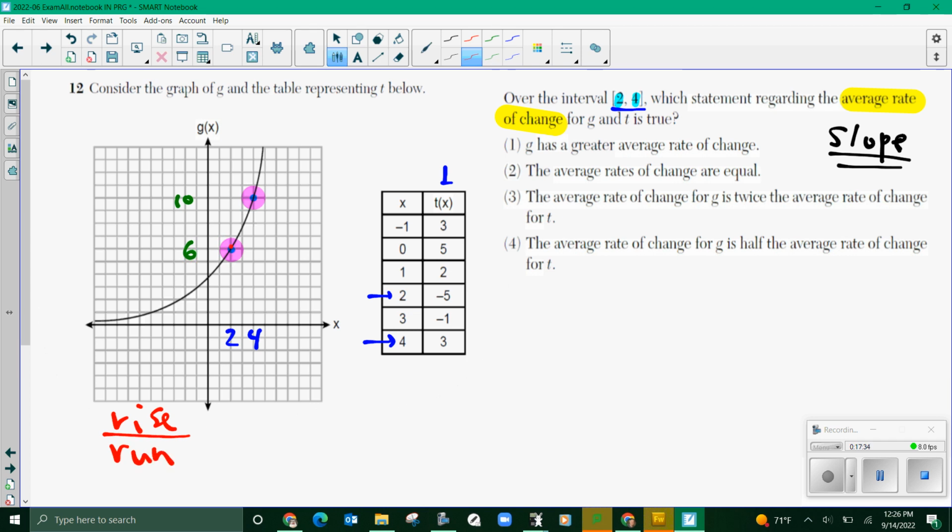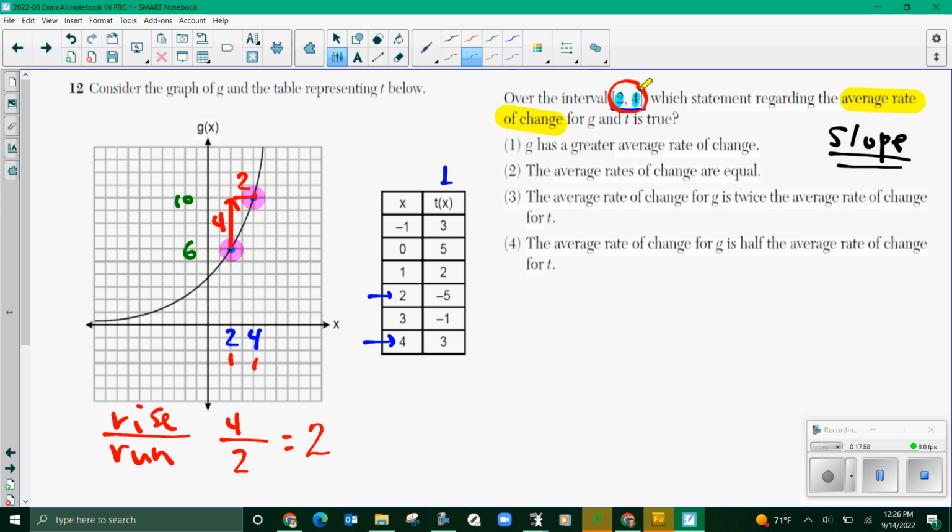I go up 1, 4. That's my rise. And I go over 2. That's my run. My slope for G of X is 2 from 2 to 4, from this interval, from 2 to 4. Okay? That's 2.